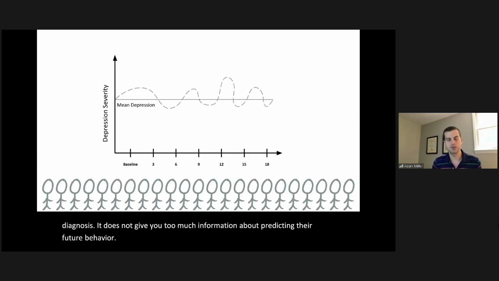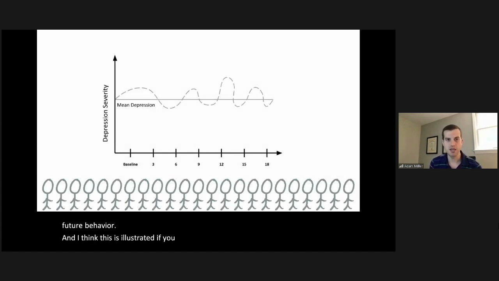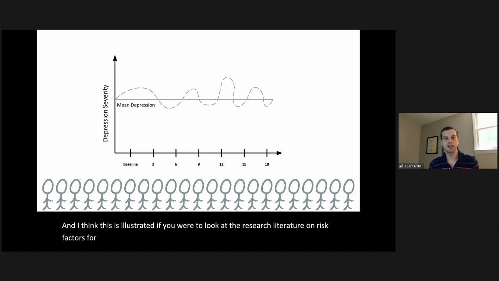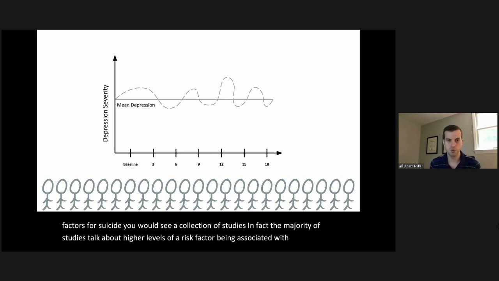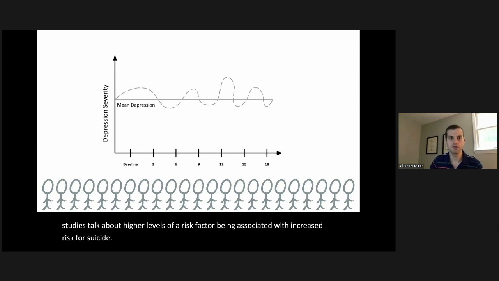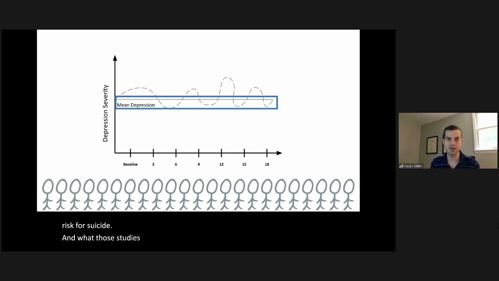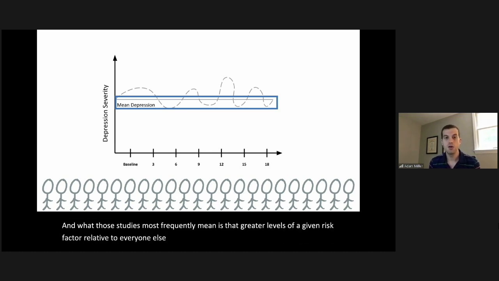And I think this is illustrated if you were to look at the research literature on risk factors for suicide. You would see a collection of studies. In fact, the majority of studies talk about higher levels of a risk factor being associated with increased risk for suicide. And what those studies most frequently mean is that greater levels of a given risk factor relative to everyone else in the sample was associated with increased risk for suicide.